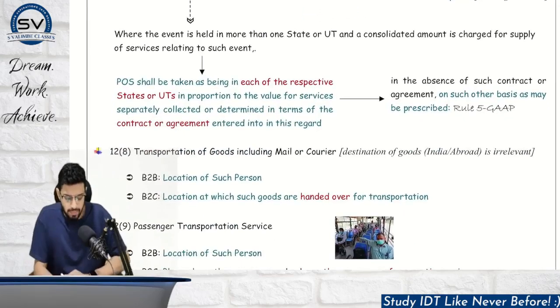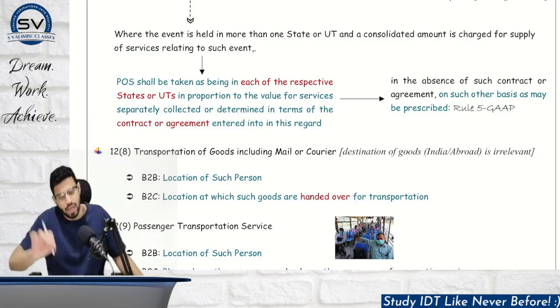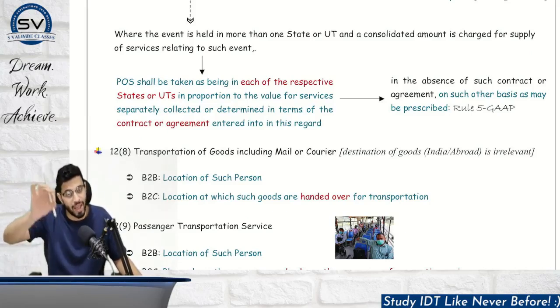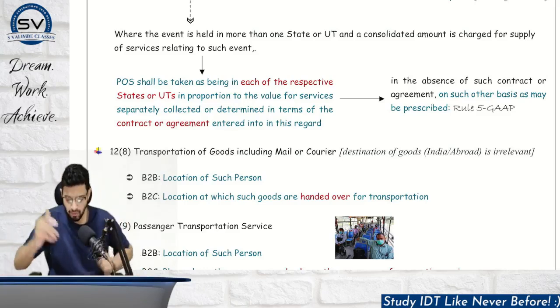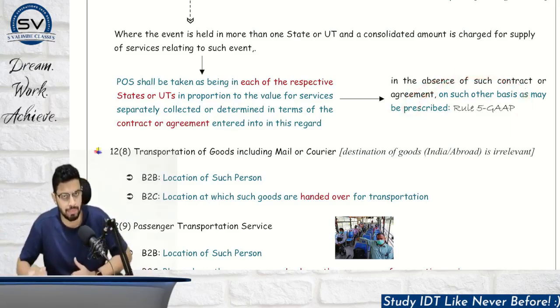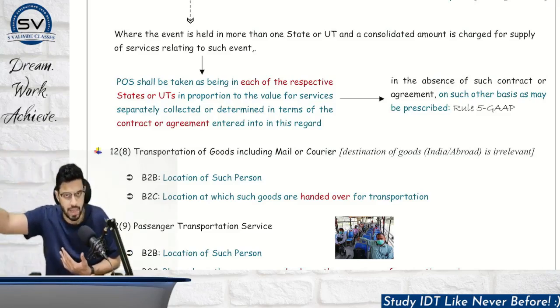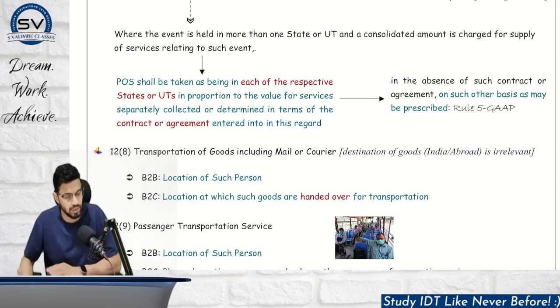Okay. Similarly, like we talked about in immovable property, here also, what if the event is held in more than one state and more than one union territory, and a consolidated amount is charged? Then the place of supply shall be again the respective states or union territories, whichever are involved, in the ratio of terms, as per terms determined in the contract or agreement. But if the contract or agreement is silent, then we have to apply rule number 5, and rule number 5 asks us to apply generally accepted accounting principles, meaning it is not giving any direct bifurcation basis, unlike in property where we talked about number of nights, area. Here it will be given in the question that you have to directly apply the ratio. Okay, whatever ratio is given, you have to apply.